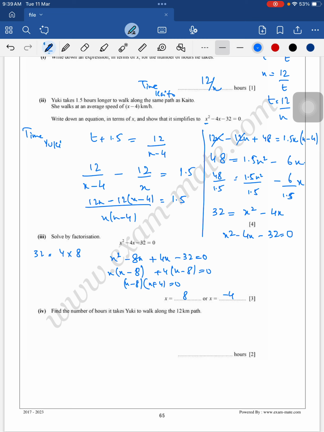Find the number of hours it takes Yuki to walk along the 12-kilometer path. Yuki's time was t plus 1.5 over the Yuki time. So 12 upon x minus 4. And since time cannot be negative, x cannot be negative, we will take x as 8, right? So if x is equal to 8, 12 upon 8 minus 4, which is 12 upon 4, and 4 1s are 4, 4 3s are 12, so 3 hours. Clear?